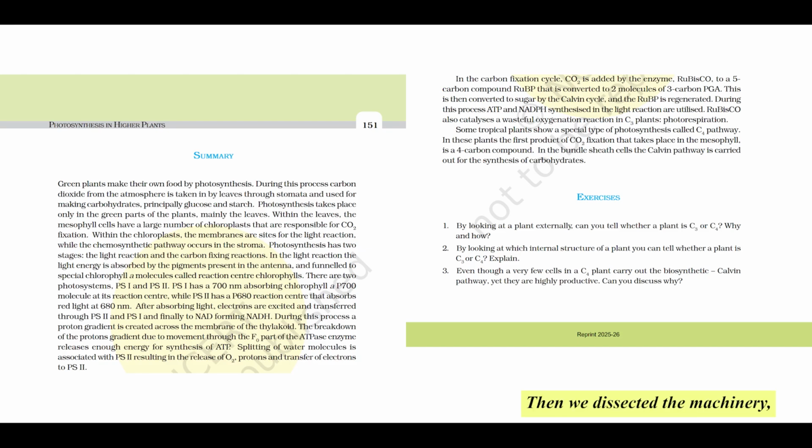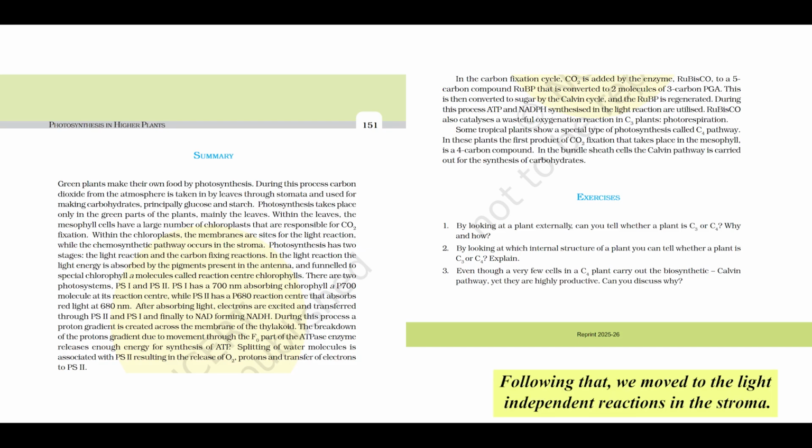Then we dissected the machinery, the chloroplast structure, the thylakoids and stroma, and the vital division of labor. We meticulously detailed the light-dependent reactions, pigment absorption, the PSII and PSI partnership in the Z scheme, photolysis releasing O2, and the brilliant chemiosmotic mechanism generating ATP and NADPH. We also clarified non-cyclic versus cyclic photophosphorylation.